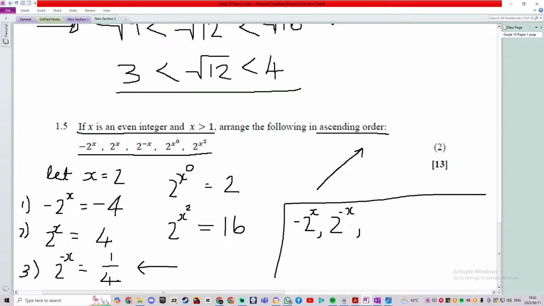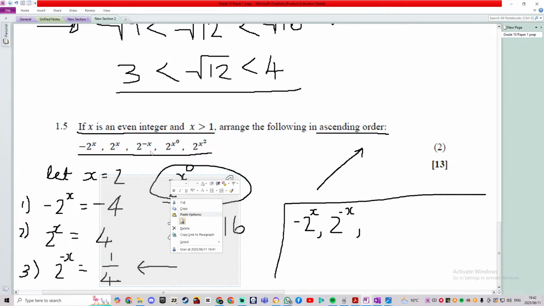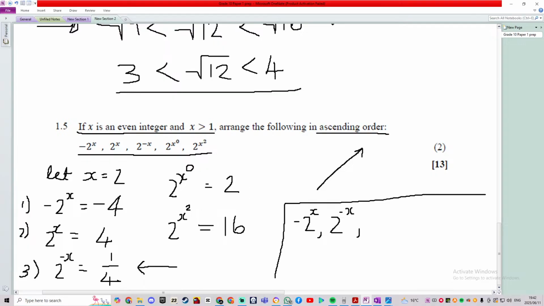You understand? The next one would be this one here, because it's equal to 2. The next one would be the one that's equal to 4, so it's 2 to the power of x. The next one would be 2, because it's 16, this one.